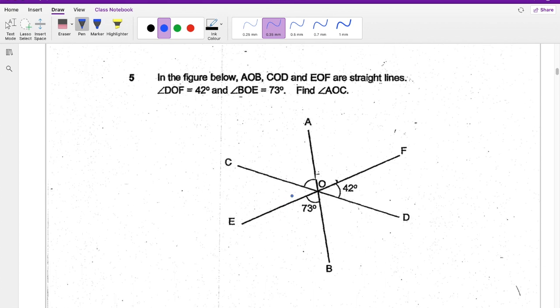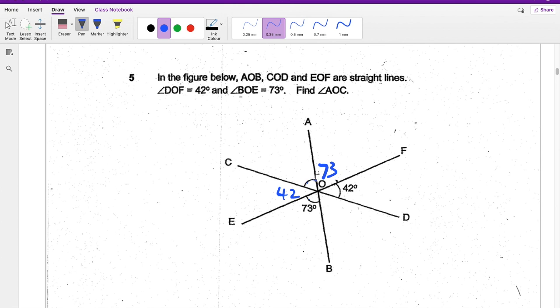Okay, fifth. In the figure below, AOB, COD, and EOF are straight lines. DOF here is 42 degrees, and BOE is 73 degrees. Find the AOC. Well, for these two straight lines, the opposite angles should be equal. So this is 73, this is 42, and this one is 42.